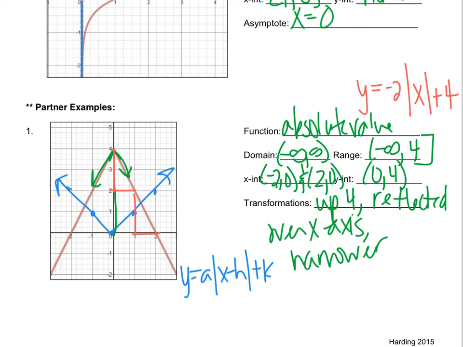Alright, so go ahead and hit pause, and you can do the next 4 examples on your own, and then you can go back and test to see if you got them right or not. The explanations won't be on there, but you will just be able to check your answers.